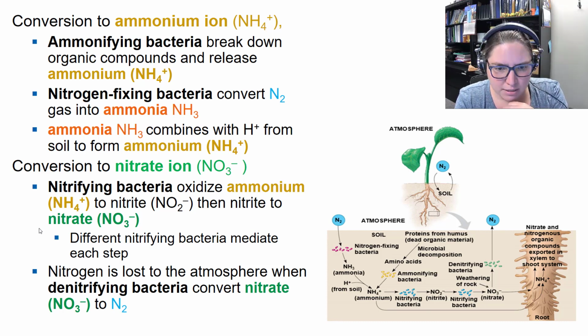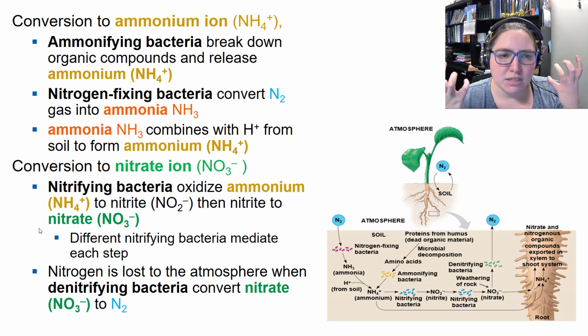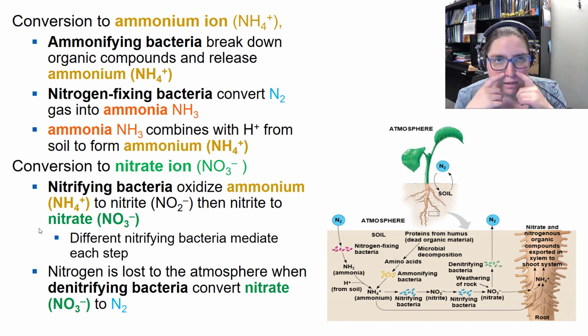And then nitrogen is lost to the atmosphere when the denitrifying bacteria convert nitrate, NO3, back to N2, or nitrogen gas. I'm not super worried that you can tell me all of those steps, but we'll get more into the nitrogen cycle when we're in the ecology unit. I want you to know that there are different bacteria along the way and that only some forms are accessible to the plants themselves.